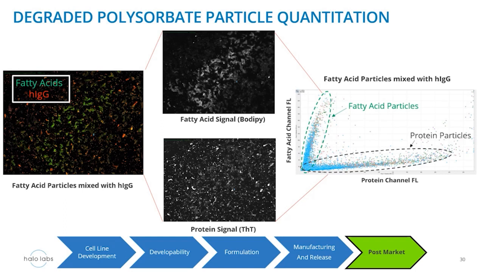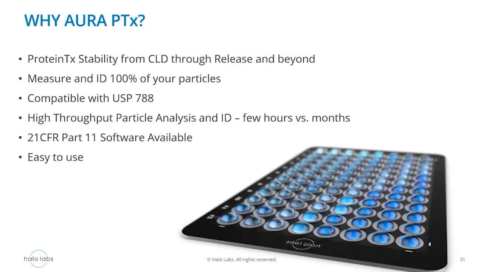And now to summarize why the Aura PTx, well, some of the many reasons include assessing the stability of your protein therapeutic all the way from cell line development through product release and even beyond, as we saw with the polysorbate application. You get to measure and ID 100% of your particles, so whether it is a protein aggregate or a free fatty acid particle, or maybe even an extrinsic contaminant of some sort, the Aura allows you to measure and ID all of those particles.